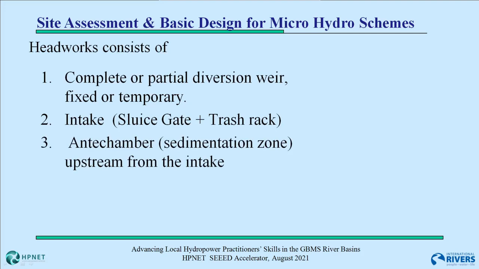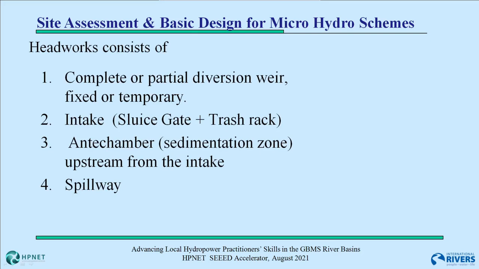A diversion weir is a low structure, kind of a small dam, built across the stream which diverts some of the flow into the hydropower scheme. The weir can be permanent, semi-permanent or temporary in nature. The next is intake. Intake is slightly upstream from the diversion weir, where water is diverted into a canal or a pipe. Usually a flow control structure like a sluice gate and a coarse trash rack are incorporated at the intake.